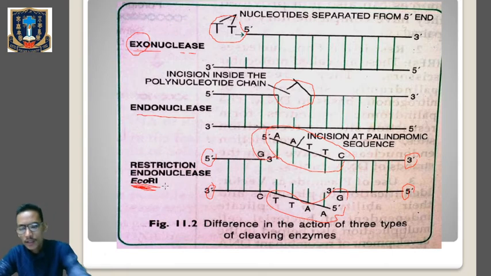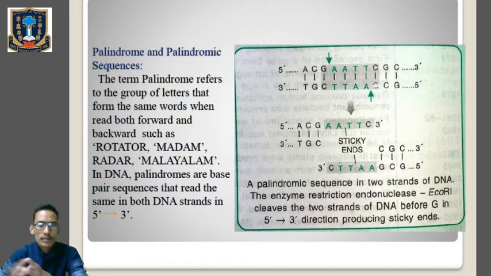Clear? Okay, so what do you mean by palindromic sequences? The term palindromes refers to a group of letters that form the same word when read both forward and backward. For example, rotator. So just read from here, in this direction. ROTATOR, rotator. So when we are going forward in this direction, it's giving the word rotator. Now just come backward in the direction.